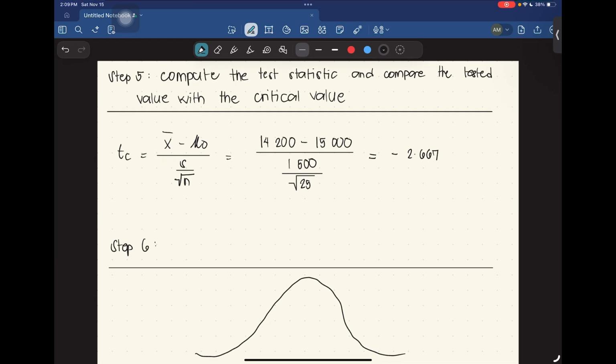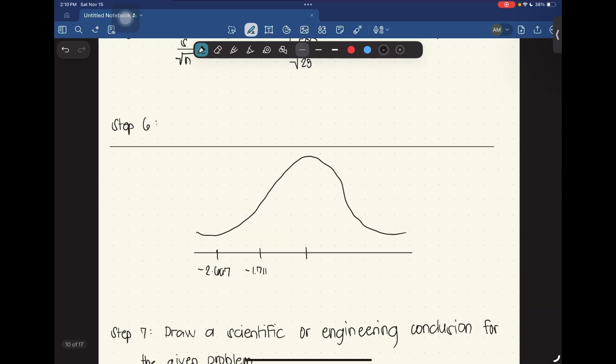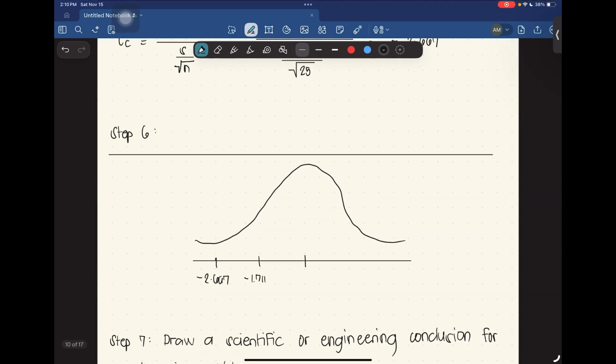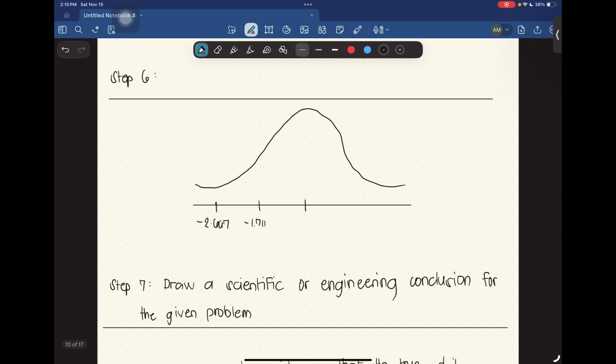Next step naman natin is i-compute natin with the use of formula and the given, where our computed mean is equals to 14,200 pesos minus our hypothesis mean 15,000 pesos all over 1,500 pesos, which is our sample standard deviation, all over the square root of our sample size, which is 25, which is equals to 2.667. For the next step, we can compare it again. We can compare the computed value with the critical value.